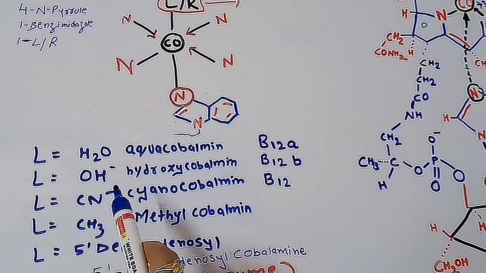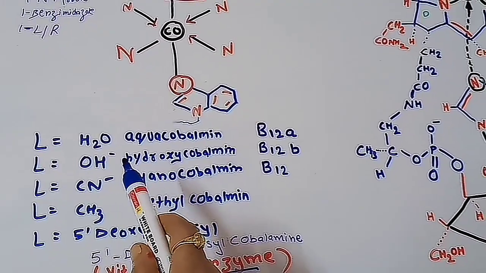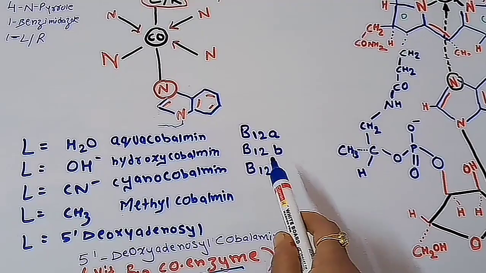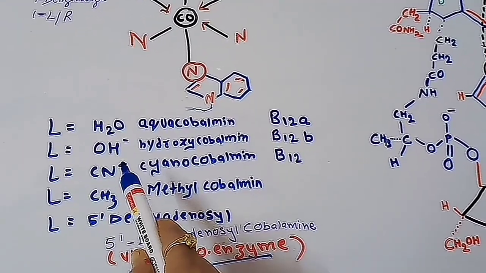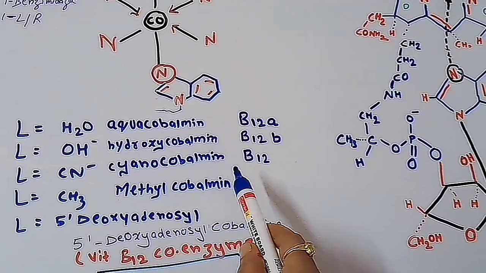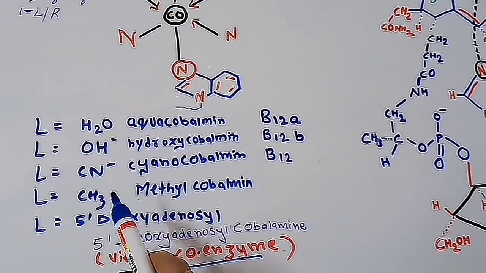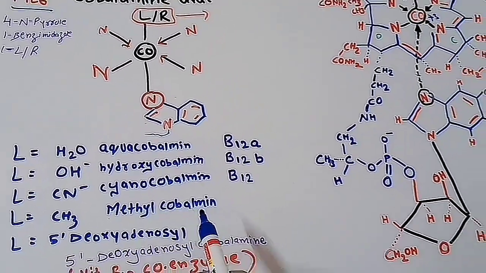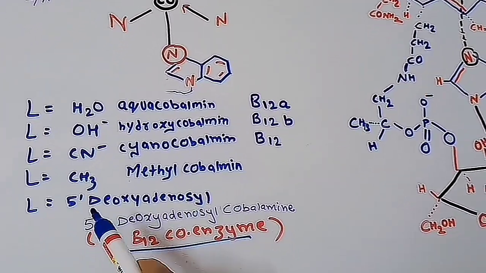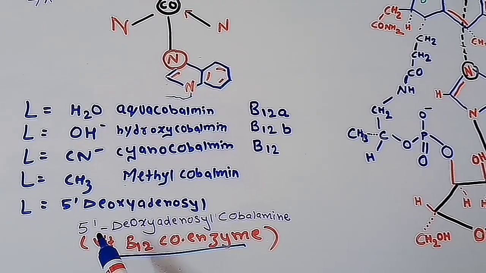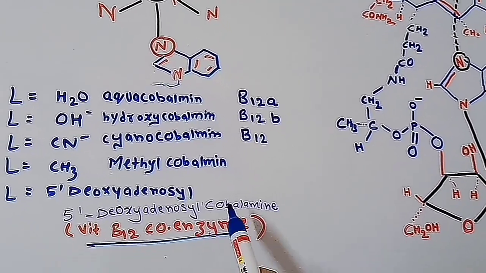If it is OH group, ligand is our OH minus, then we can also write it as hydroxycobalamin or B12B. If it is cyanide ligand, the name will be cyanocobalamin, or simply we can write it as vitamin B12. Then if it is methyl group, it is methylcobalamin. If it is 5-deoxyadenosine, it can be written as 5-deoxyadenosylcobalamin.